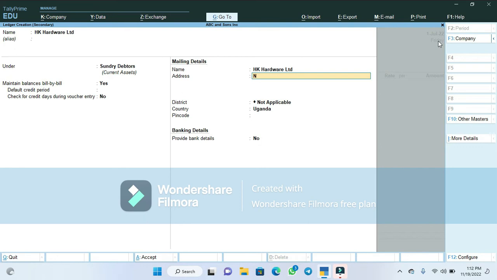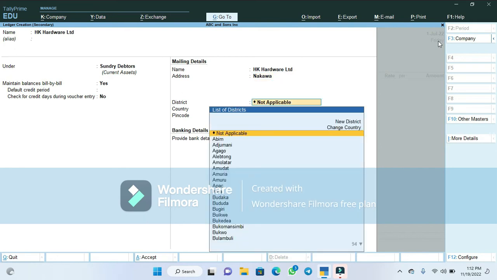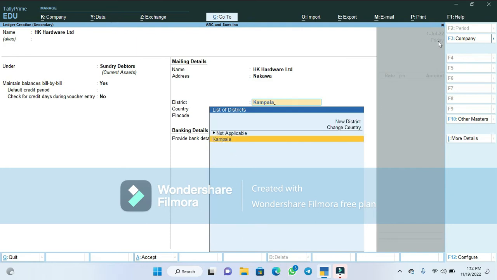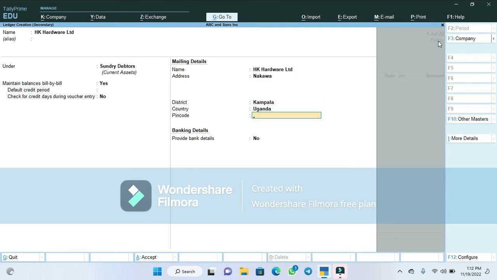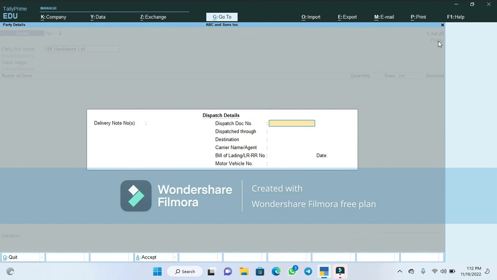Maybe the address we can say Nakawa. Enter. District, we can say Kampala. Enter. The code we can ignore. Enter and accept. Delivery note. I think you're now familiar with this.